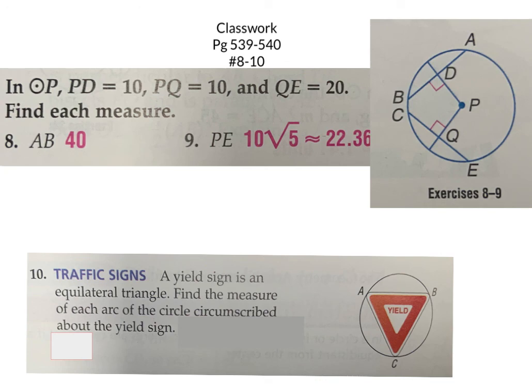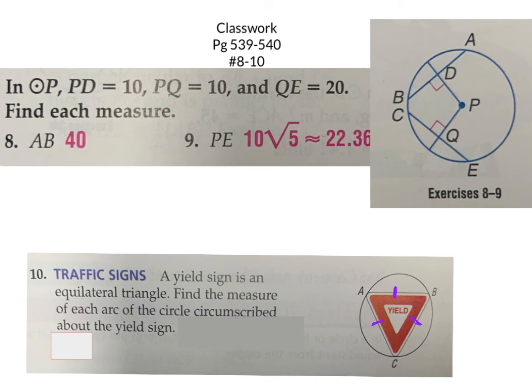All right, the last one. A yield sign is an equilateral triangle. Equilateral means what? It means each length is equal, right? In each angle. All right, I don't care about the angles of that, but we'll get to that, okay? But yes, it means angles and sides are all equal.